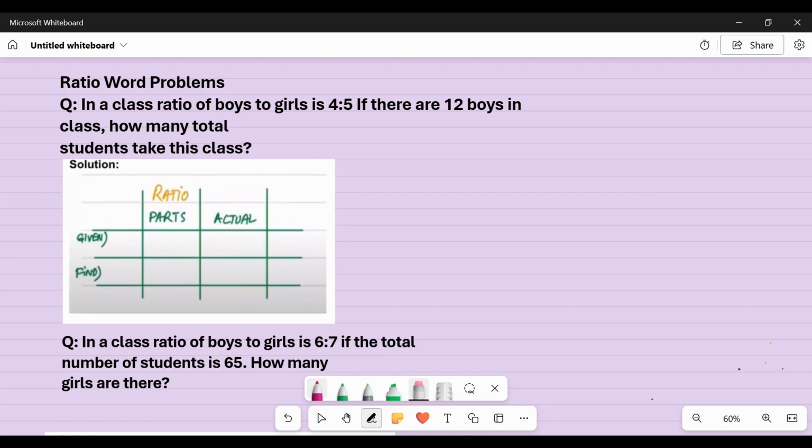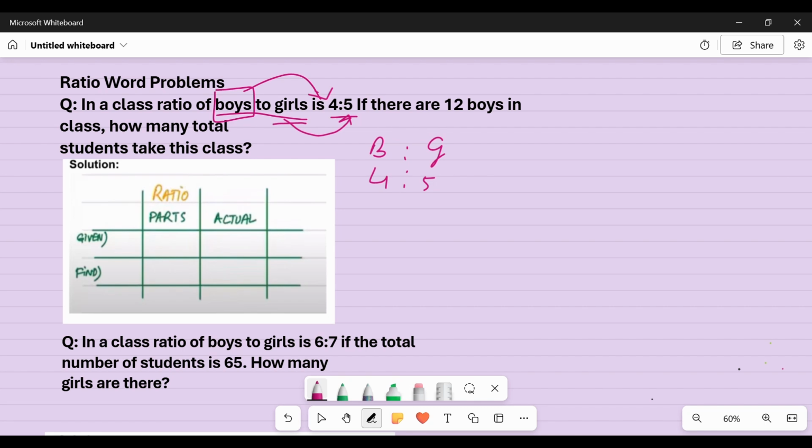In a class, the ratio of boys to girls is 4:5, right? Boys to girls is 4:5. If there are 12 boys in the class, how many total students take this class? So the ratio for the boys and girls is 4:5. How come? See, the first part belongs to boys, so the first part is 4, and the second part is girls, so girls belong to 5 parts, right?